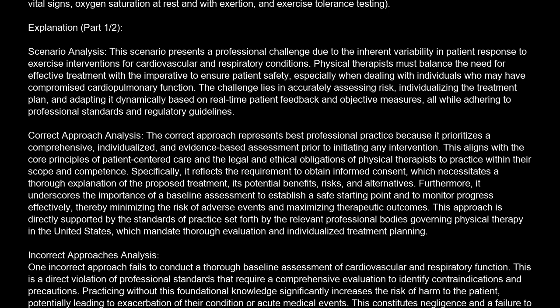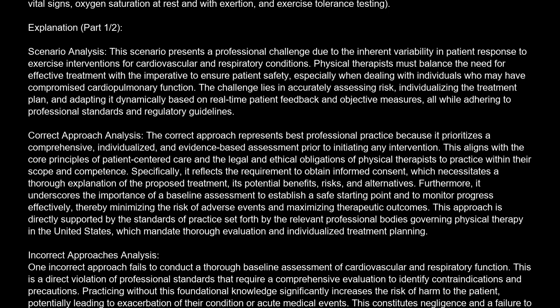Correct approach analysis. The correct approach represents best professional practice because it prioritizes a comprehensive, individualized, and evidence-based assessment prior to initiating any intervention. This aligns with the core principles of patient-centered care and the legal and ethical obligations of physical therapists to practice within their scope and competence.